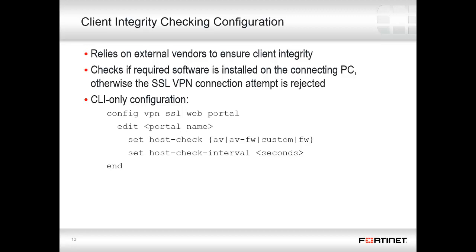The check is done when the VPN is establishing. If the required software is not running on the client's PC, the VPN connection attempt is rejected. Client integrity is configured per web portal and only by using CLI commands. We will see in a later slide what a web portal is and how to create them from the GUI.